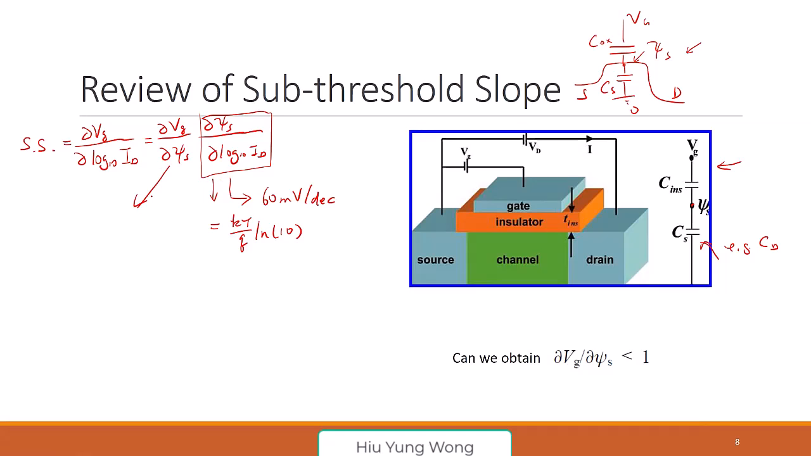How about partial VG, partial psi S? Do you still remember? This is the capacitance divider. Maybe you forgot. Just 1 plus CD, in this case is CS, divided by the insulator capacitance, C-ins. Remember that is in the midterm. Then I asked you how you can improve it. Some of you say have a smaller depletion width, CS smaller, or increase the control by increasing the gate capacitance.